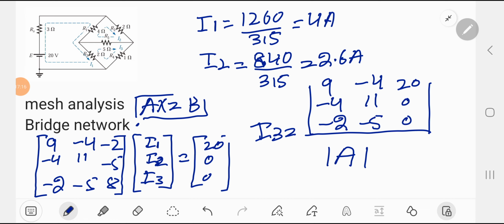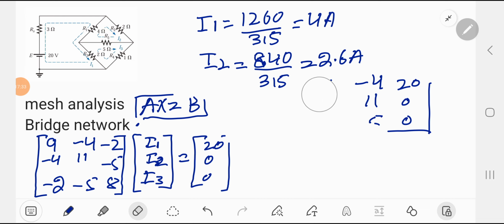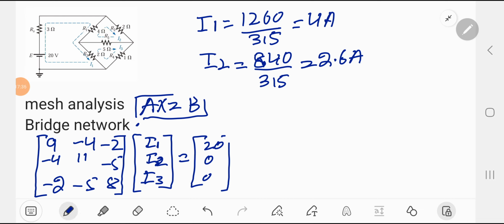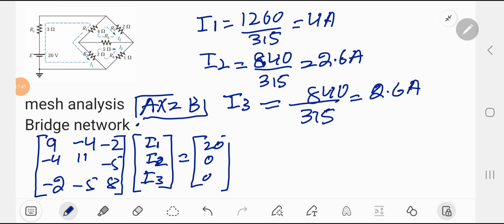Now I3 is equal to the determinant of this matrix, 840, over 315, which is equal to 2.6 ampere. So all three currents have been found.